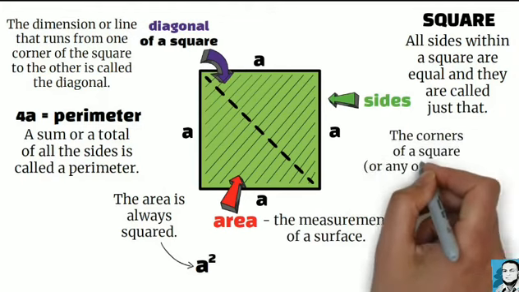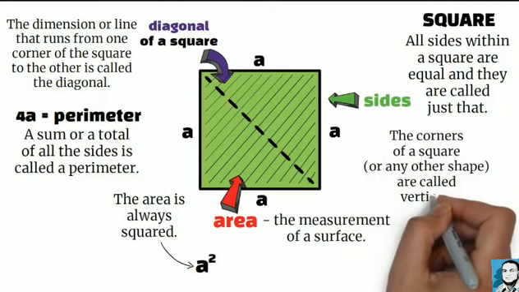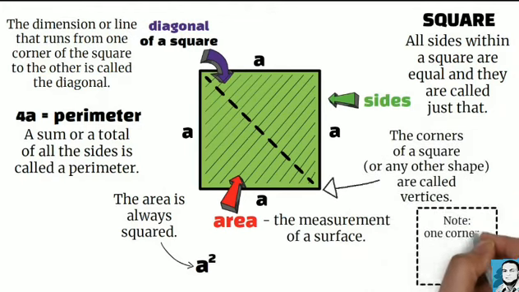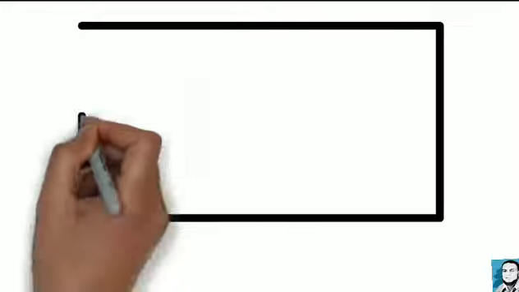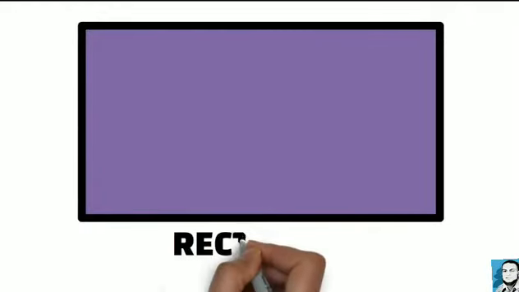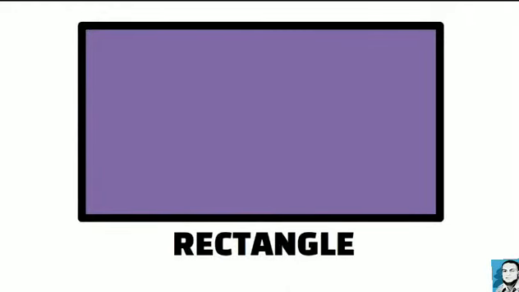The corners of a square are called vertices. Note that one corner is called a vertex. Let's now move on to the next shape. A rectangle.